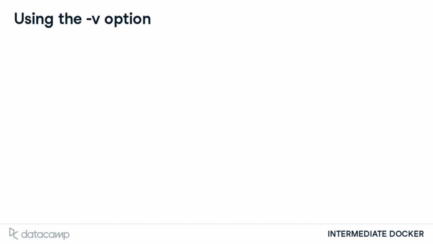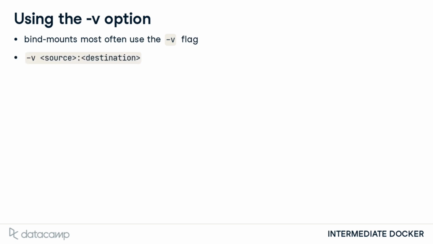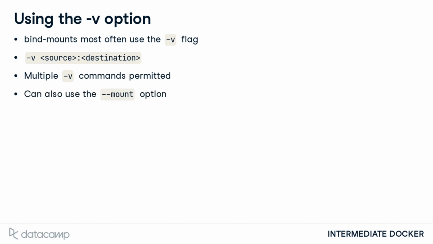A bind mount is usually defined using the -v flag, specifically with -v source:destination. The source is the file or directory on the host's file system to be shared, and the destination is the location within the container's file system where the source data will appear. Multiple -v commands are permitted per container. The maximum number varies, but generally you can add at least 16 bind mounts per container. In addition to the -v flag, there is a more verbose option, the --mount flag. We won't cover this here, but it tends to permit more specific options than are available with -v.